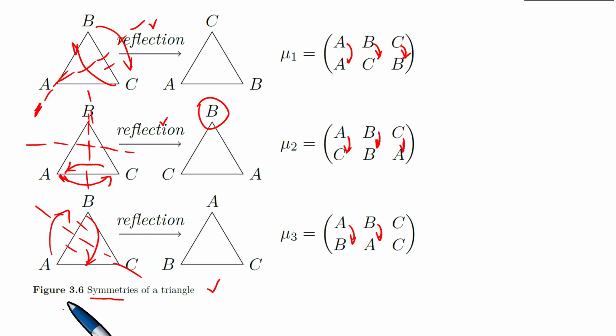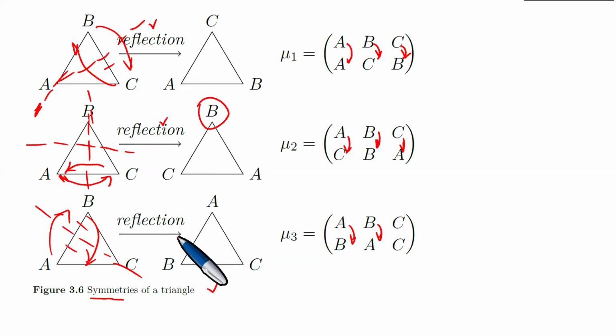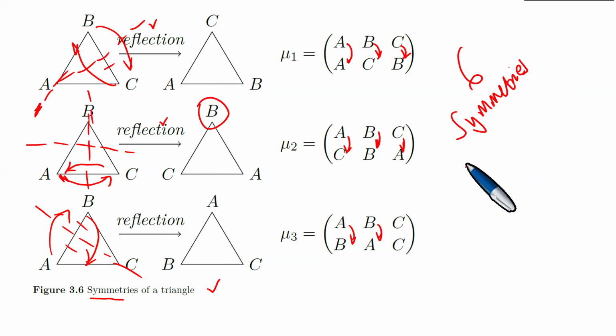So now let's summarize. 2 rotations, 1 identity, 3 reflections. You have 6 symmetries of a triangle. We've seen the 6 symmetries of a triangle.